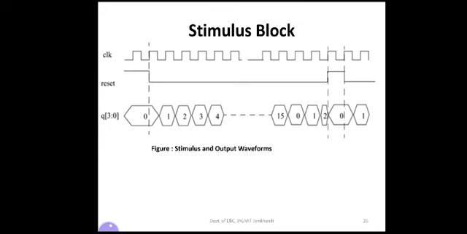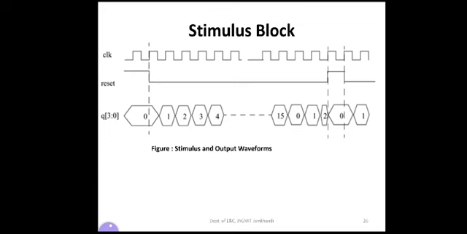Then the stimulus block. We must now write the stimulus block to check whether the ripple carry counter design is functioning correctly or not. In this case, we must control the clock and reset signals so that the regular function of the ripple carry counter and the asynchronous reset mechanism are both tested. We are going to use the waveform here. Observe the waveform, the clock signal.